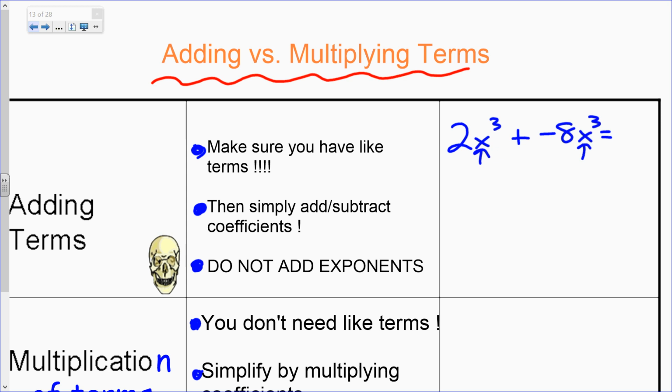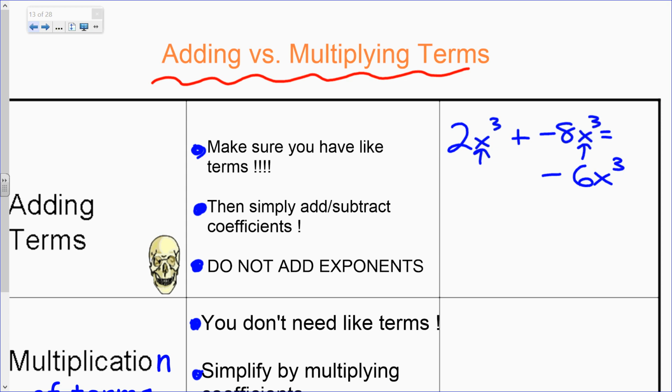Like I say, if you guys have trouble with negative and positive numbers, I'll send you to boot camp for a little bit to review that. 2 plus negative 8 is negative 6. I'm going to put it right here because I don't have any room over here on the side. So negative 6. Now look at the last bullet where the skeleton's at. Do not add exponents. So it stays x to the third.